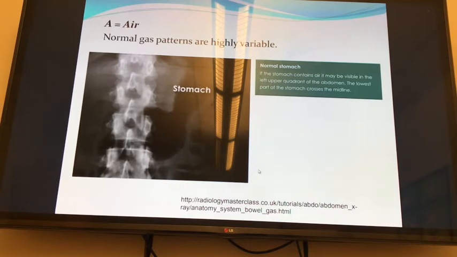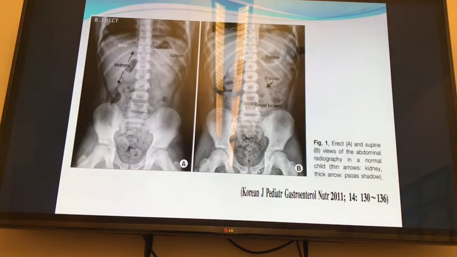This is what the stomach looks like. It's nicely outlined with air there in the left upper quadrant. But it's really pretty variable. Sometimes you can see organs like the kidney outlined in there. Sometimes you can see the tip of the spleen, but not all that common.